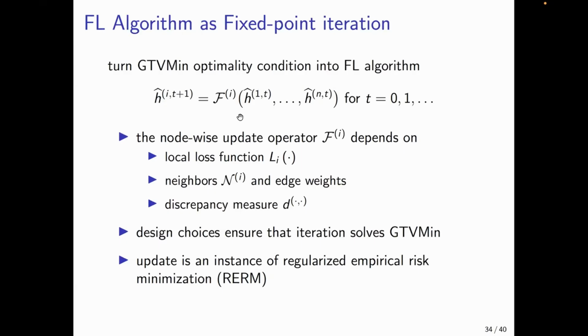These operators are a bit different because they reflect the local loss function, the local structure of the federated learning network, like the neighbors and the edge weights to the neighbors. And the operator also depends on the discrepancy measures. So these three components define or induce these fixed point operators in federated learning algorithms. And it's up to you, the federated learning engineer, to choose these local loss functions and the federated learning network structure such that these operators become nice in the sense of becoming contractions.